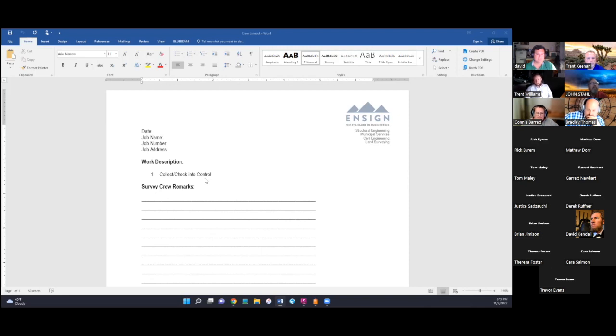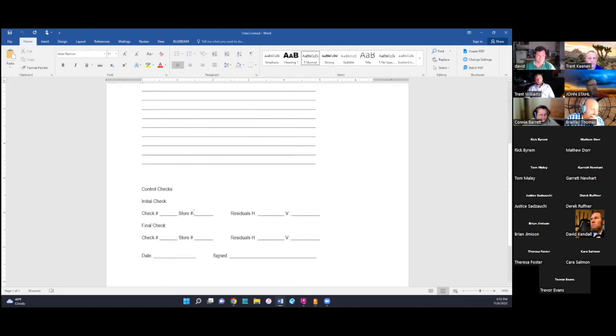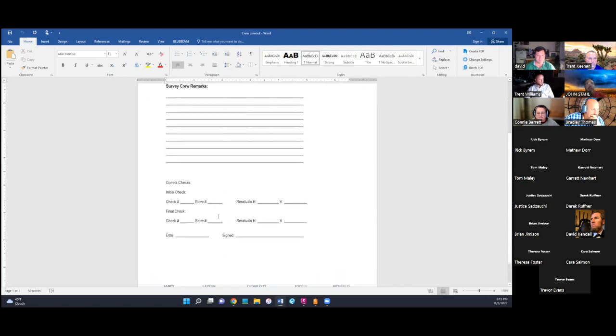The next page, we always print it on orange. We call it our orange sheet. And that's what this is. This is our blank one. It's got all the survey stuff you need, check into control and all that type of stuff.